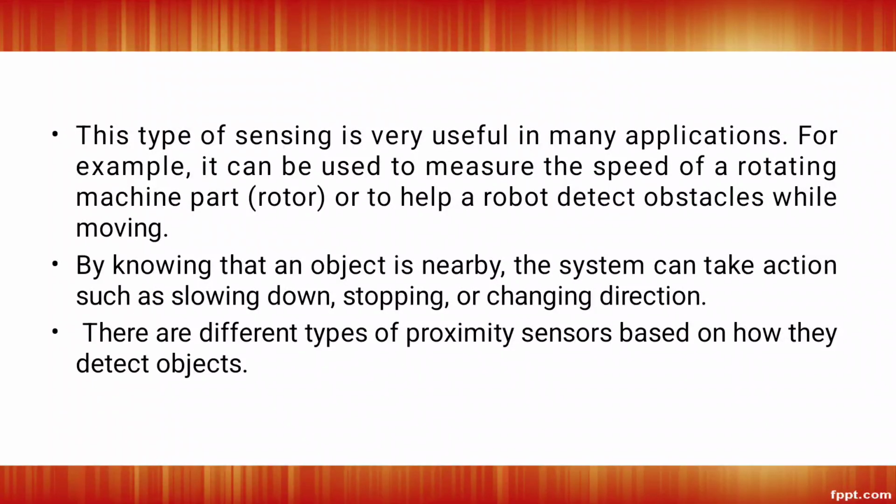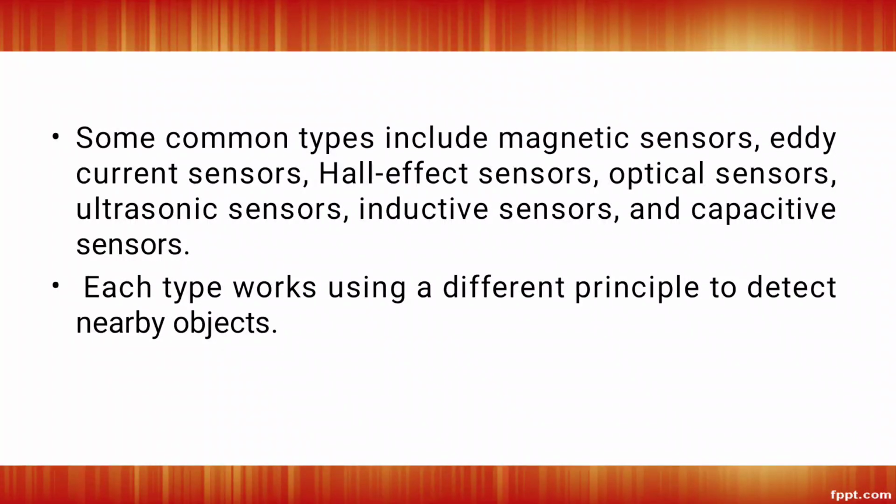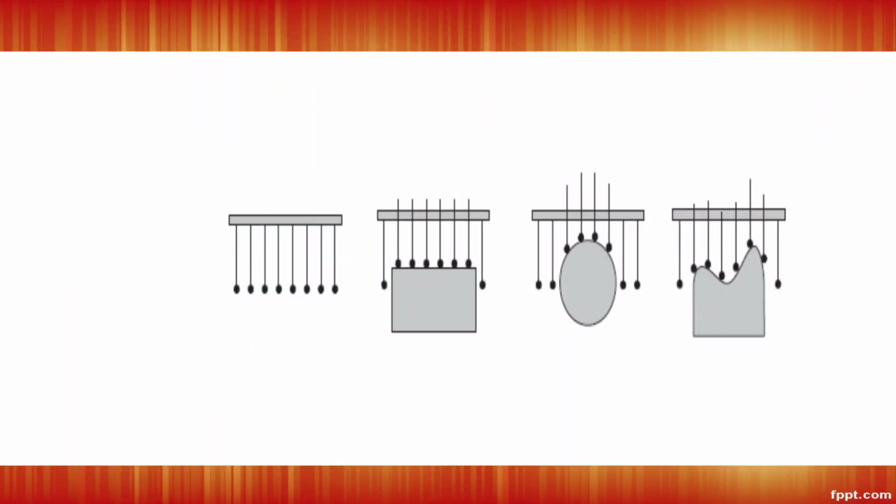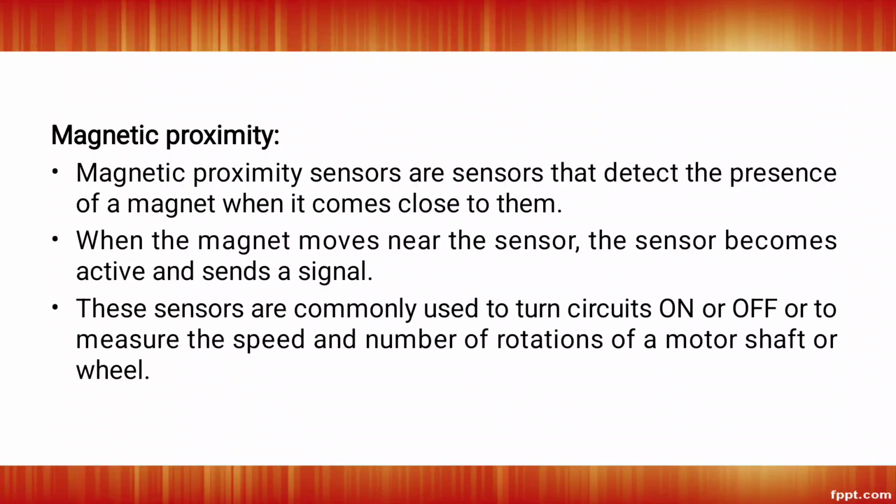There are different types of proximity sensors based on how they detect. Common types include magnetic sensor, eddy current sensor, Hall effect sensor, optical sensor, ultrasonic sensor, inductive sensor and capacitive sensor. These all are types of proximity sensors. Each type works using a different principle to detect nearby objects. So this is basically a proximity sensor.